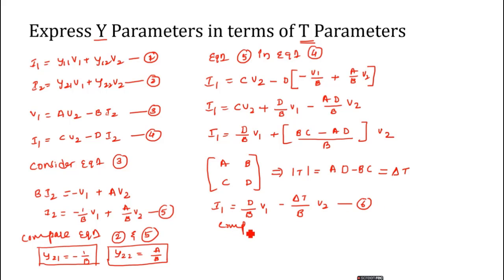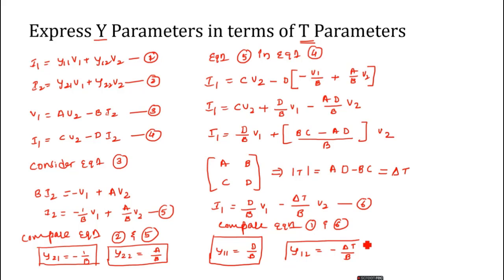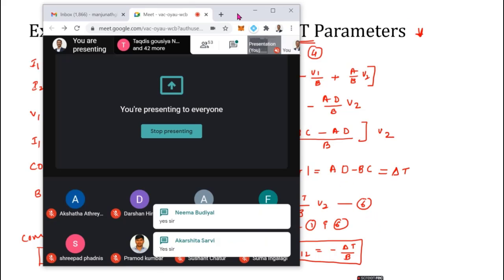Now compare equation number 1 with equation number 6, so that y11 equals d by b, y12 equals minus delta t divided by b. You should know what you mean by delta t here. Is that okay? Have you understood this derivation?